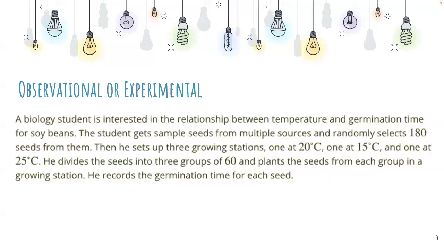Do we think this is an observational study or is this an experimental study? The question that you always need to ask yourself is whether or not you are controlling an aspect of the situation. Here, we are actually controlling the temperature of the growing stations. We have three, one at 20, one at 15, and the other one at 25 degrees Celsius. So yes, you are setting the temperature up, you are controlling that aspect. So this right here is an example of an experiment.